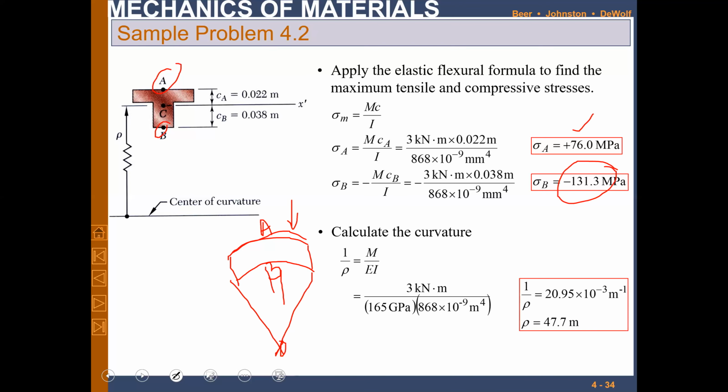And for the radius of curvature, we know the standard expression, 1 over rho equals M over EI. By doing all this, we will end up with rho in this particular case being 47.7 meter for this particular shape, when a 3 kilonewton meter moment is applied.